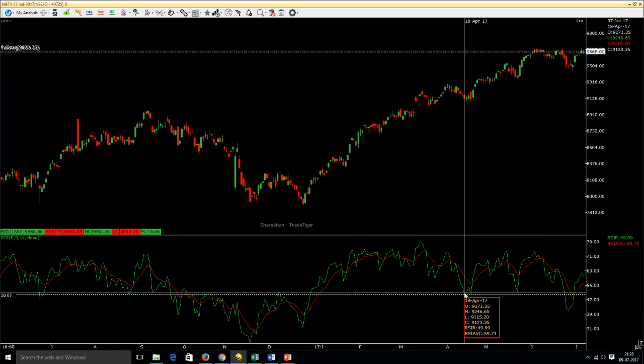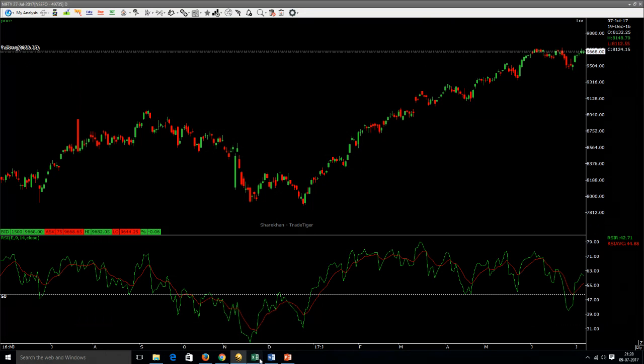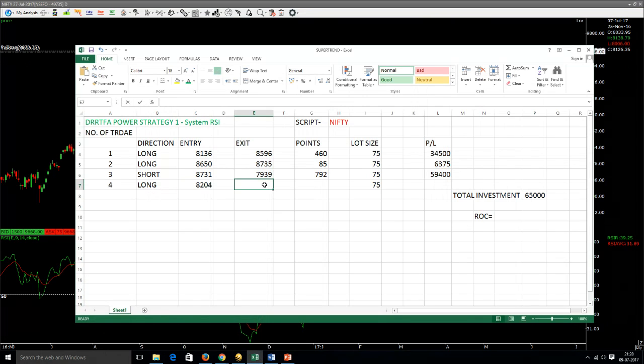So here we book our trade at 9,123. So we just again put 9,123. So our points is equal to this minus our entry, 999 points. Our profit and loss is equal to this multiplied by the lot size.